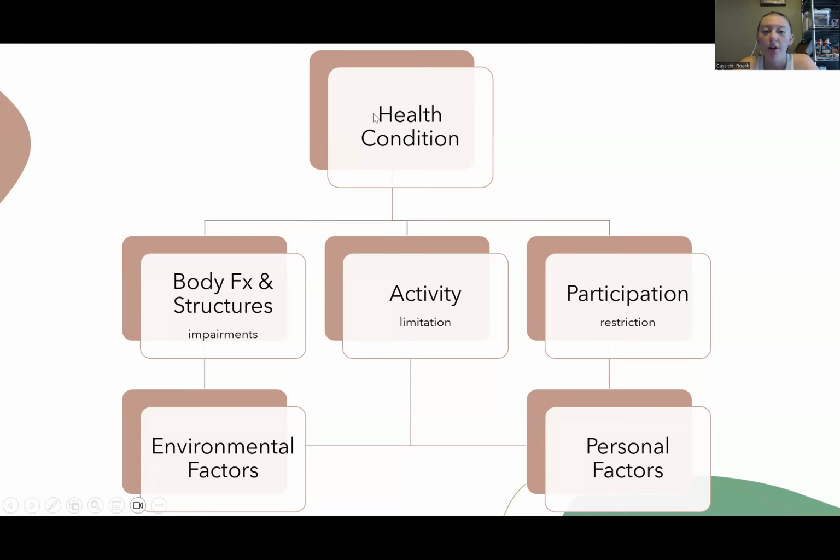At the top, it has the health condition. So this is what's actually wrong with them, whether it's a torn ACL, a dislocation, a fracture, a sprain, anything like that. Here we have body functions and structures, and specifically the impairments that the health condition leads to. So what it gets in the way of, the activities that it'll prevent the kid from participating in, so the limitations. This is more general, like day-to-day life.